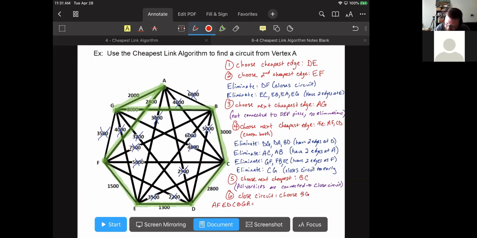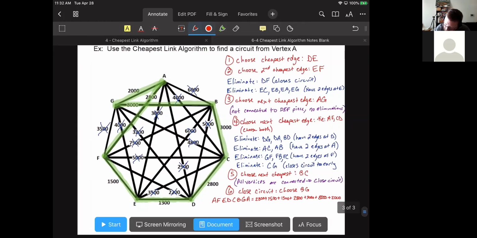And then we need to add up those weights. That'd be 2,800 plus 1,500 plus 1,300 plus 2,800 plus 3,000 plus 8,000 plus 2,000. So our final answer, we would add those up, and we would end up with a weight of 21,400.